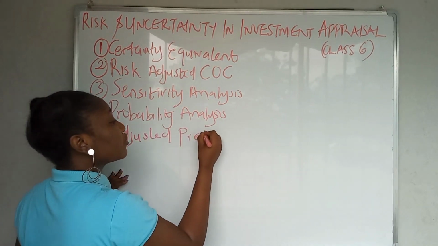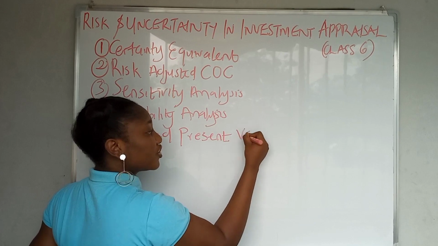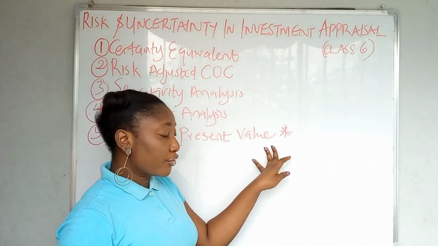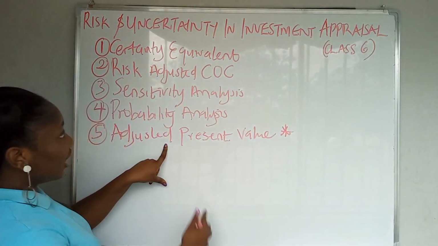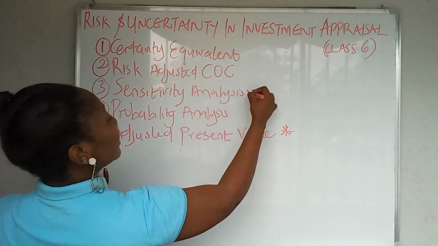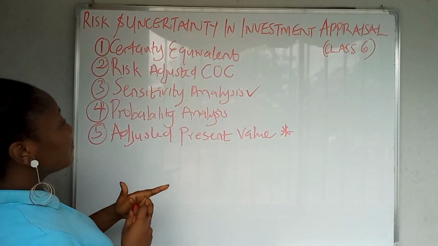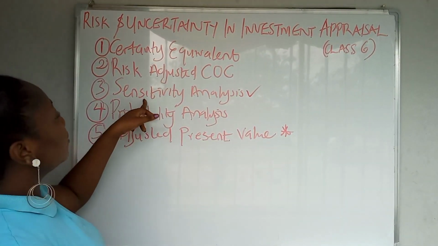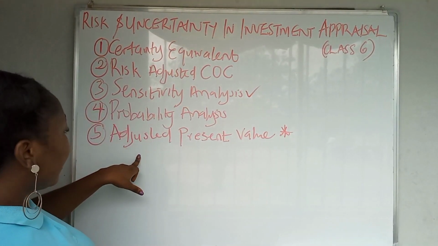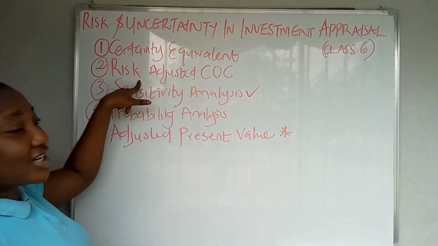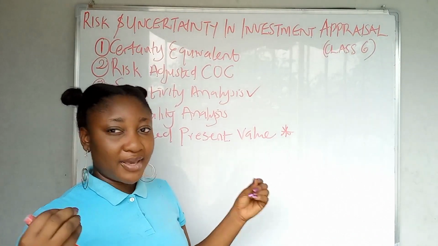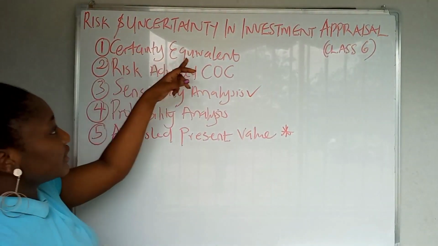I'm sure you've heard me talk about adjusted present value in the introduction class, that we're going to start it as a subtopic on its own. So it's kind of broad. It's one of the broad approaches to handling risk, and it's also very examinable. Even the sensitivity analysis is also very examinable. I've seen many past questions where they examine students on sensitivity analysis and on adjusted present value. And of course, this risk adjusted cost of capital, you will see it in almost every SFM exam. So let's start from certainty equivalent.